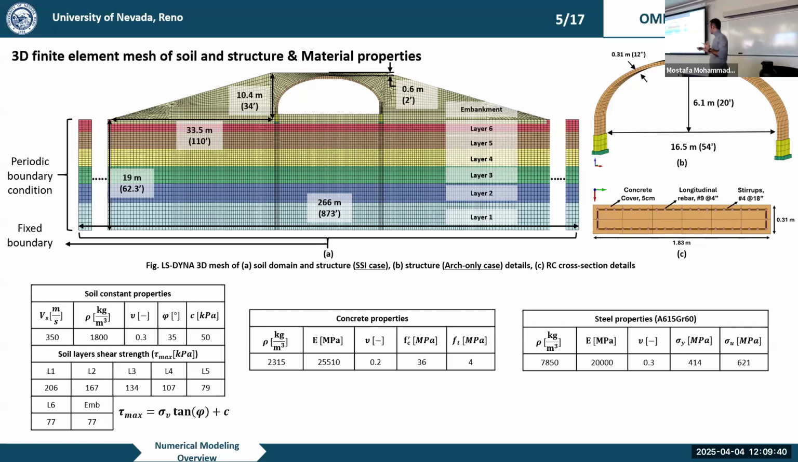For the site properties, we have 2 sites. Some constant properties are Vs, or shear wave velocity, rho, or density, Poisson's ratio, friction angle, and C. These are constant for all the layers. But the thing that differs is tau max, or maximum shear strength, which comes from this equation: sigma V, which is the vertical stress, times tangent phi, plus C, which can be calculated. So basically, I will have 6 different strength levels that I need to take care of.